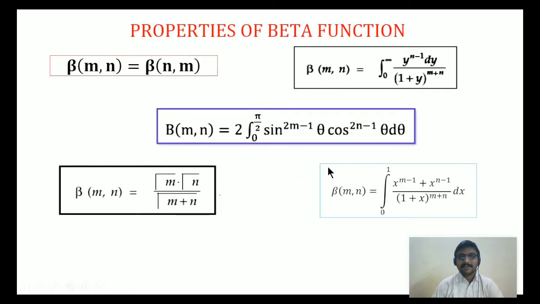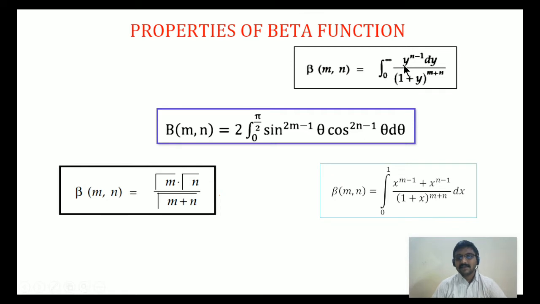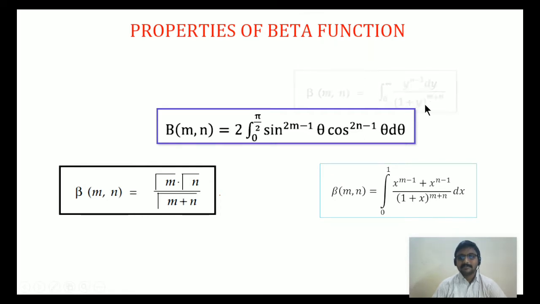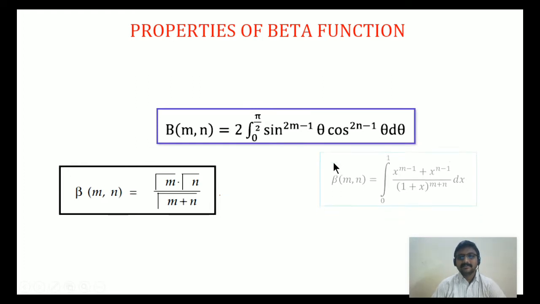Properties of beta function: beta of m, n is always equal to beta of n, m. This property is known as symmetric. Another transformation of beta function: beta of m, n is the integral from 0 to infinity of y power n minus 1 upon 1 plus y whole power m plus n dy. Beta of m, n is the integral from 0 to 1 of x power m minus 1 plus x power n minus 1 upon 1 plus x whole power m plus n dx.